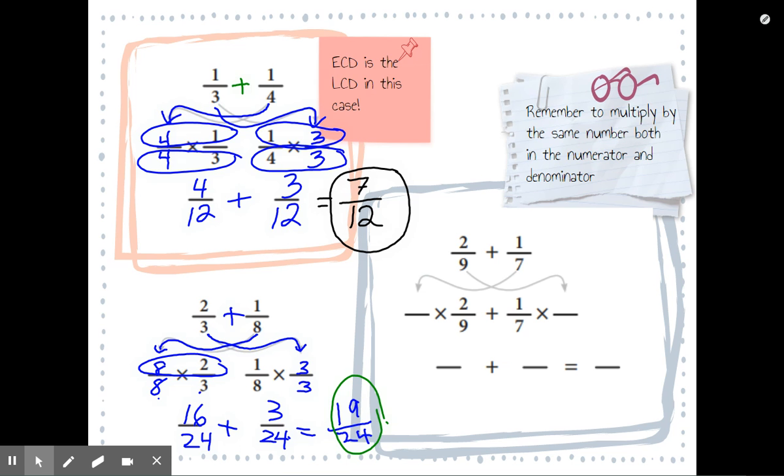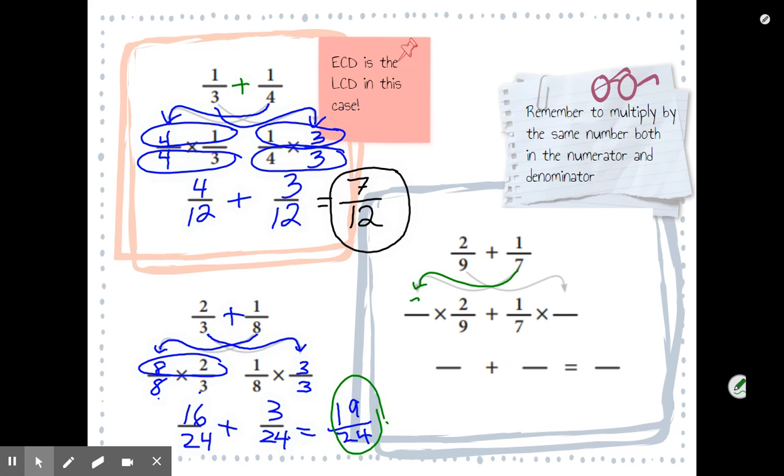Okay. Now let's move on. If your pencils are done. On this one, I'm going to steal the 7. I'm going to make 7/7 on this side. I'll steal the 9. I'll make 9/9 on this side. 7 times 2. 14. 9 times 7. 63. It's a big denominator, isn't it?